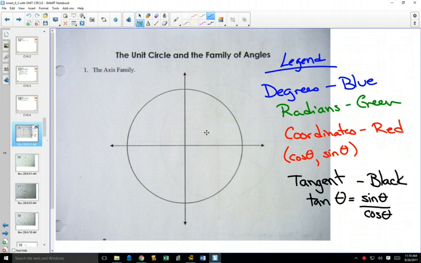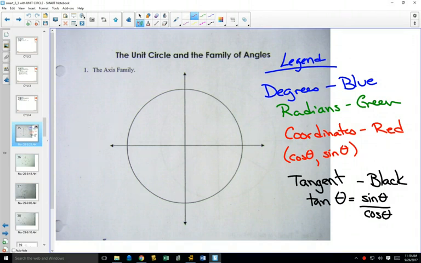So a little bit of review about the unit circle. This is your unit circle. Its center is right at 0, 0. It's called the unit circle because its radius is 1. And on this piece of paper, we've separated a bunch of different angles according to certain families or groupings.